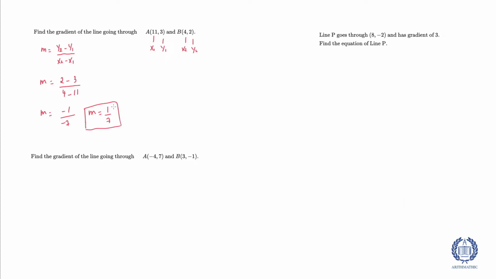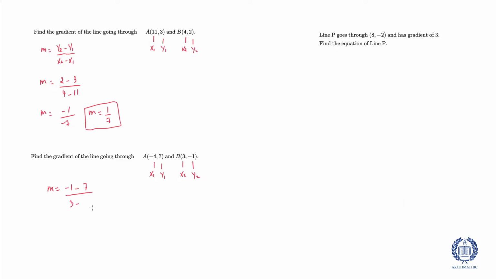If we look at the second question, find the gradient of the line going through these points, we're going to use the same formula. Again, we write this as x1, this as y1, this as x2, and this as y2. So m equals y2, which is minus 1, minus my y1, which is 7, over x2, which is this time 3, minus x1, which is minus 4.